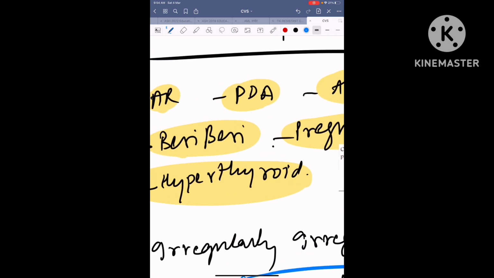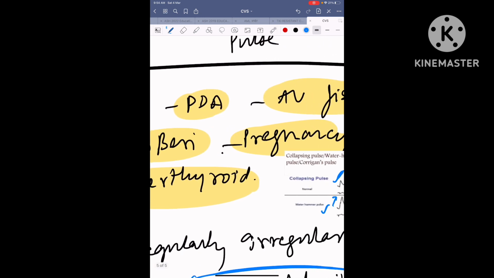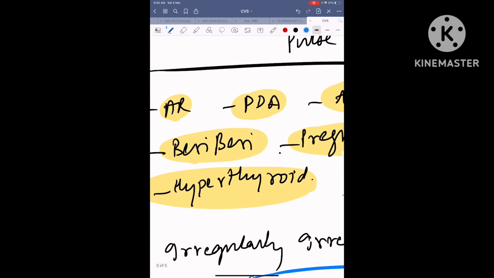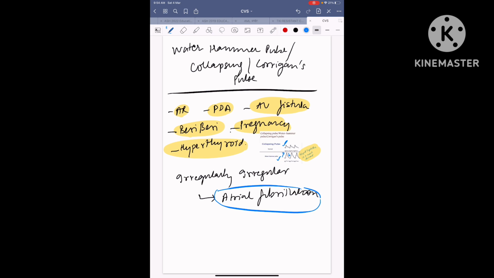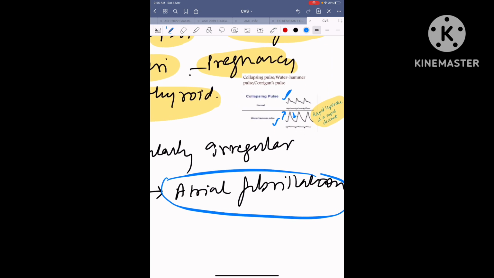Where do you see it? In aortic regurgitation, patent ductus arteriosus, AV fistulas, pregnancy, beriberi, and hyperthyroidism. Remember these conditions. Then finally, we have an irregular pulse. We see it in atrial fibrillation.